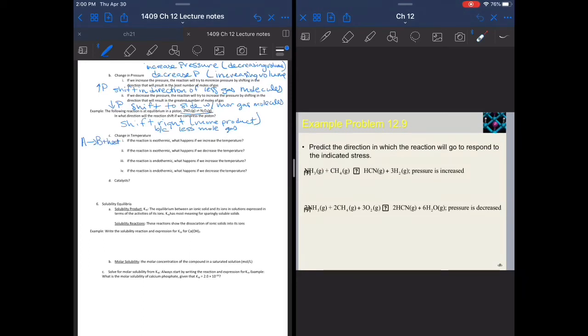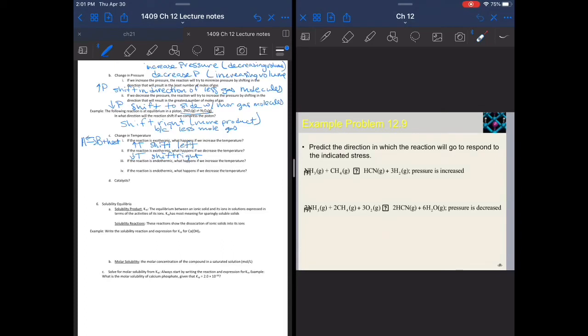So if you increase the temperature, increase T, and heat is a product, it's like you're adding more product. And what happens when you add more product? You go to the left. If it's already giving off heat and you add more heat, it's going to shift left. Now, if it's exothermic and you decrease the temperature, that's like you are removing product, then you will get a shift to the right, and you'll make more products, make more B.